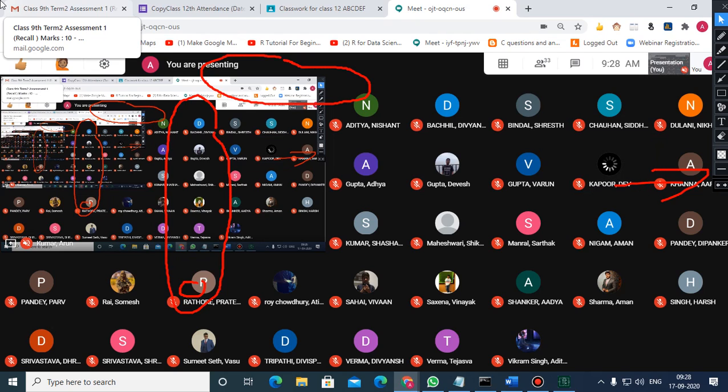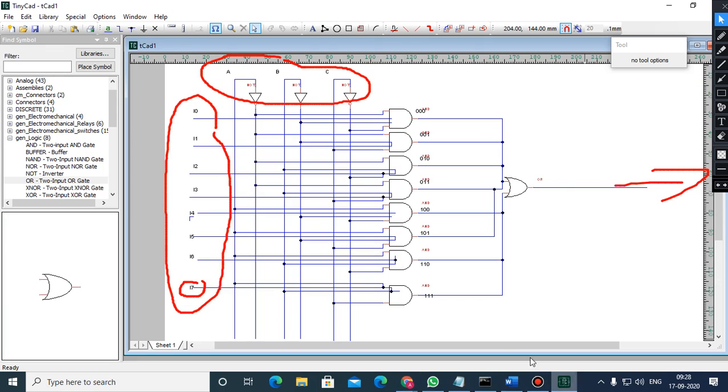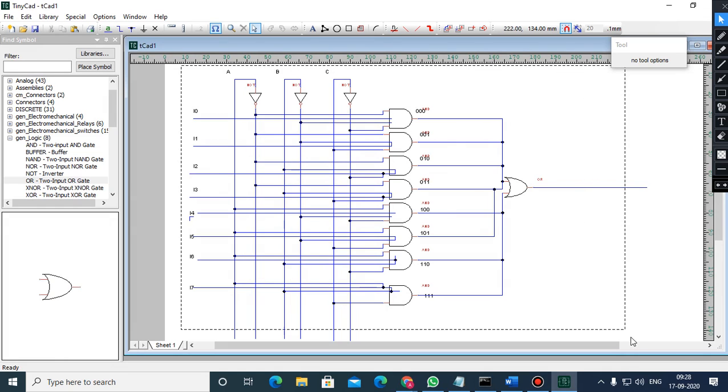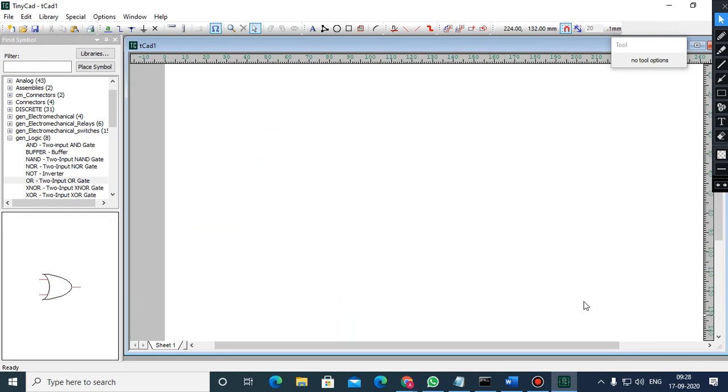Okay. Now children, what you want for revision? Which topic? Okay. So anything else from Boolean algebra? You want, okay, let us discuss that full adder using two half adders.